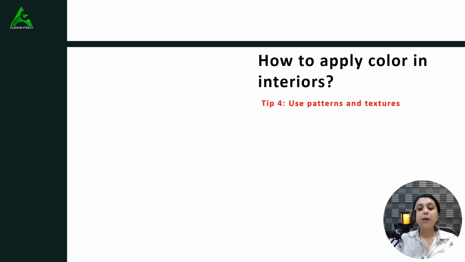Now, applying colors does not always mean that we are applying color through paint, right? That is one way of doing it. That is a very generic way of doing it. But we can also add color through patterns. Now, the patterns that you choose must be of the same color scheme that you have decided on. So once you think of the different colors you want, you can have your patterns and textures based on that.